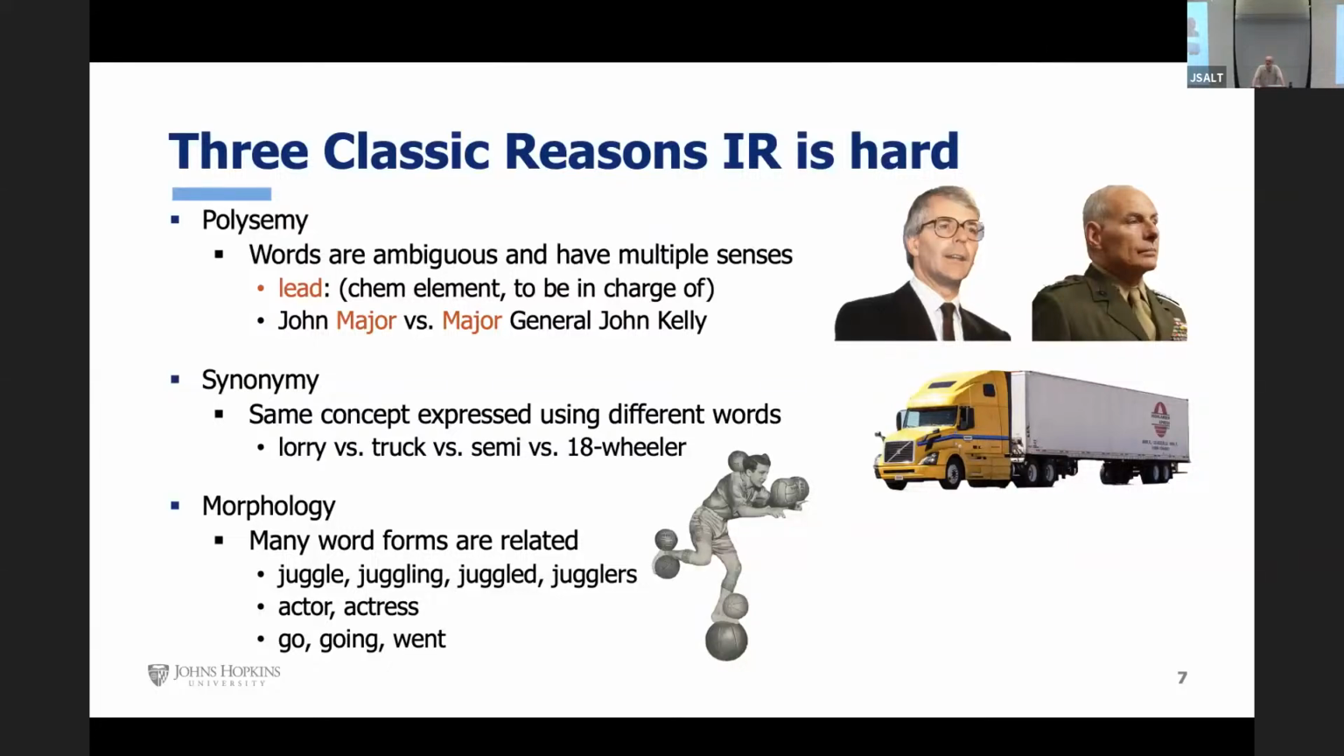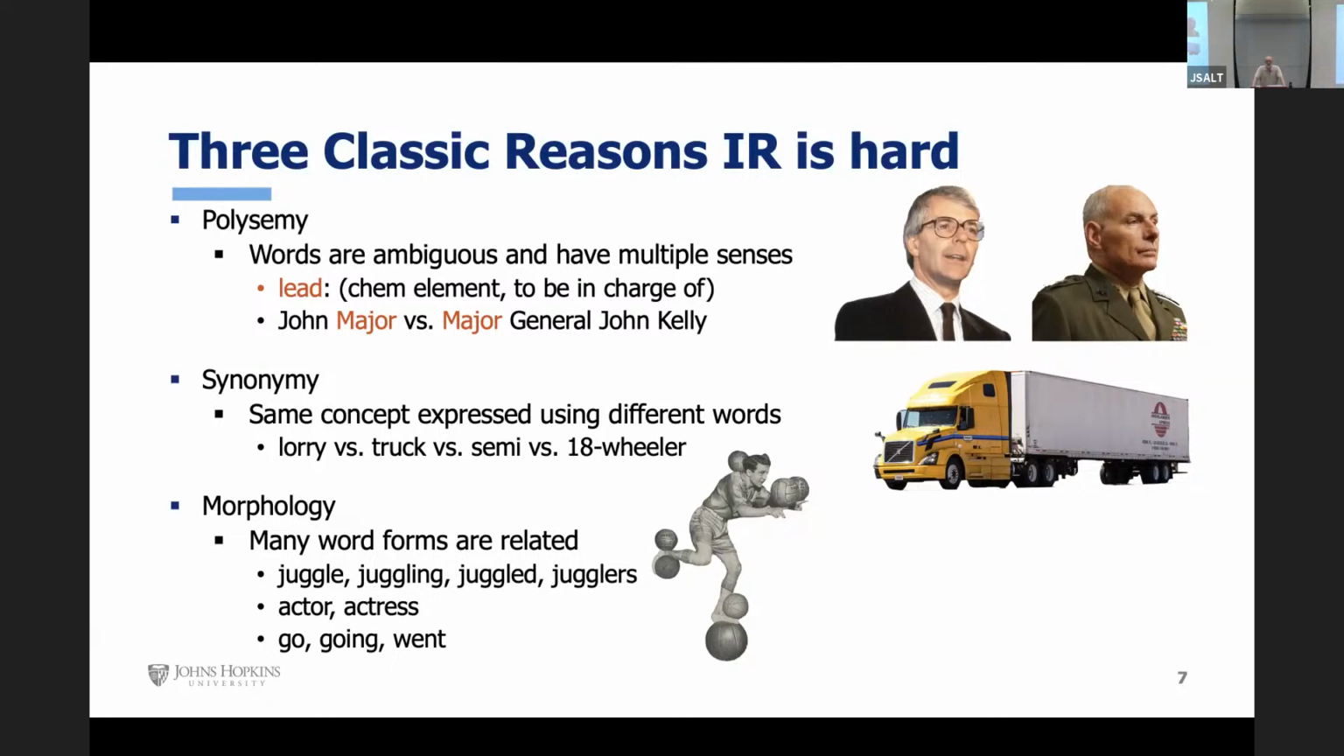Those are different uses of the same word, major. And the problem is if you're querying on some word like bank, and you want to know about money banks, and it gives you back river banks, that polysemy is giving you difficulty.